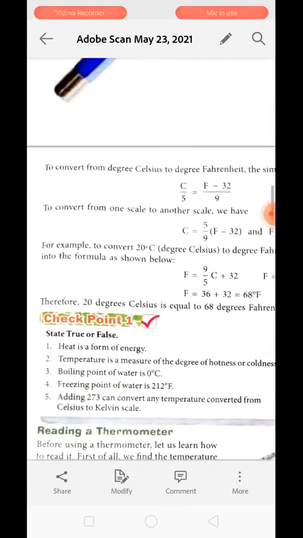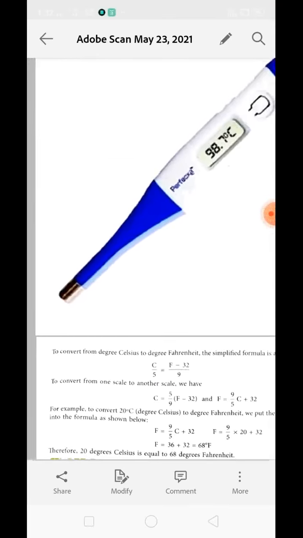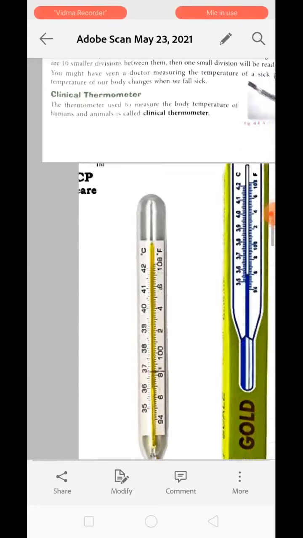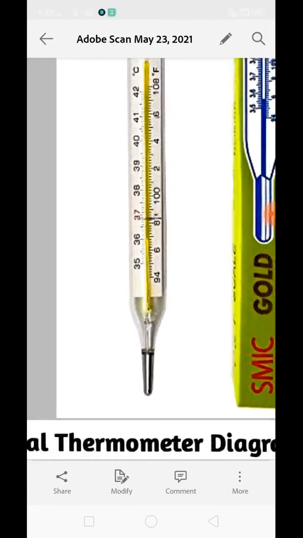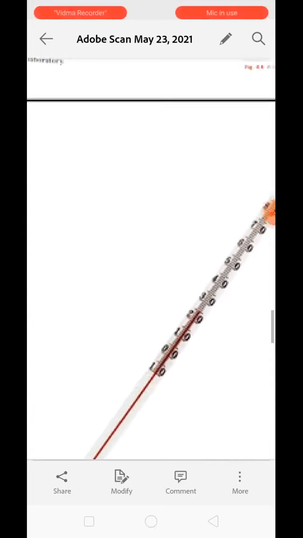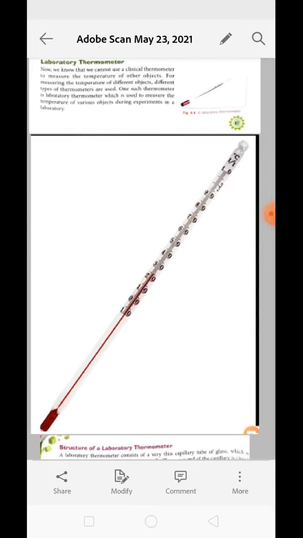Then we also looked at the structure of different kinds of thermometer, like the clinical thermometer, which has a special structure, a kink, and the laboratory thermometer, which is long and does not have a kink. In this video we will talk about question answers. So let's start with checkpoint 1.